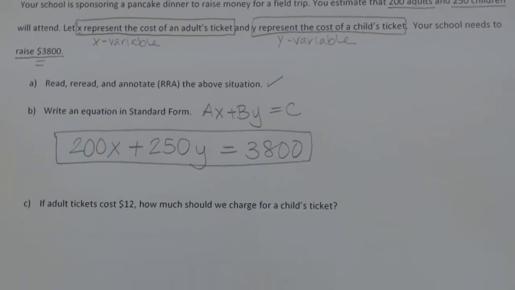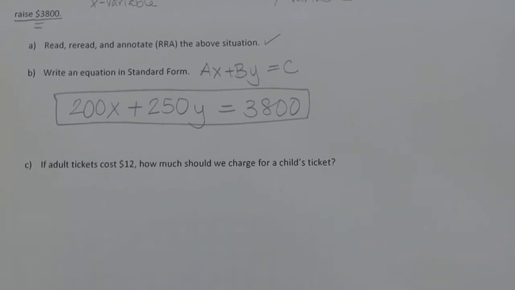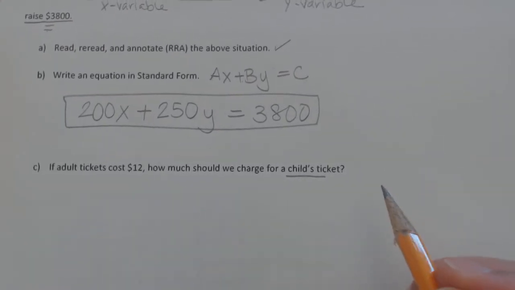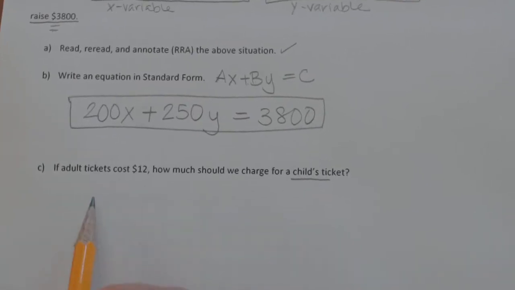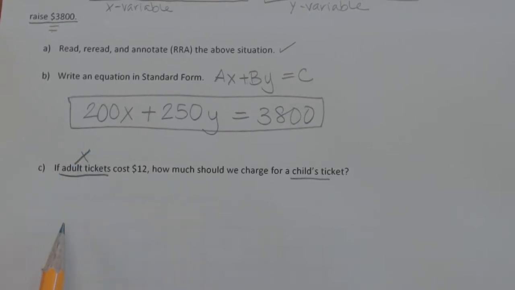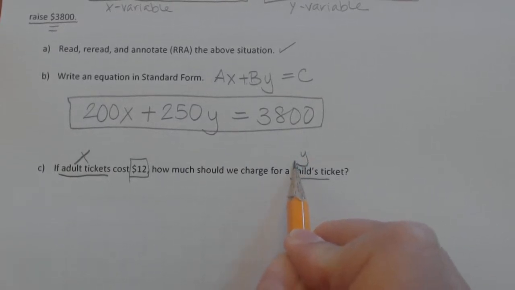Part B. If an adult ticket costs $12, how much should we charge for a child's ticket? So I'm going to read, reread, and annotate this as well. If an adult ticket, so adult is going to be our X variable, costs $12, how much should we charge for a child ticket? And remember, child was the Y variable.